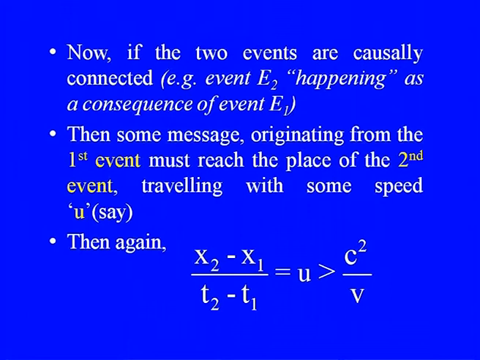Okay, u, that is the alphabet u, I mean. Now, what does it mean? This u in this case would be more than c square by v. Why? Because x2 minus x1 divided by t2 minus t1 is more than c square by v. So that's the condition one has to satisfy if the sequence of events is reversed in another frame and the events are causally connected.